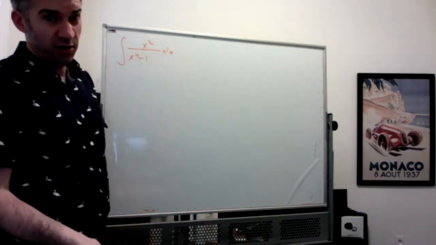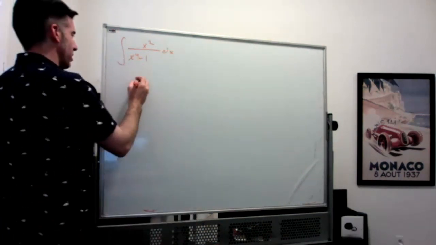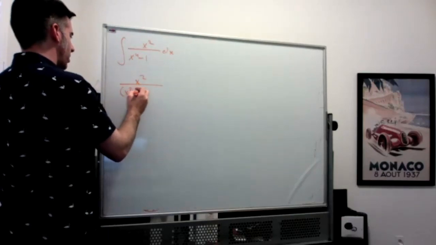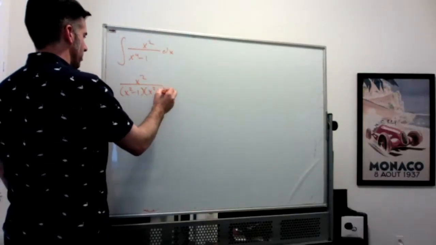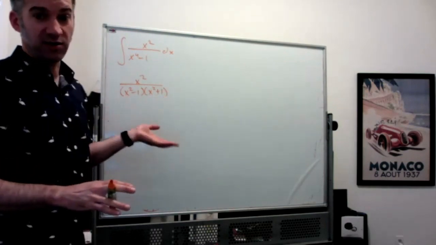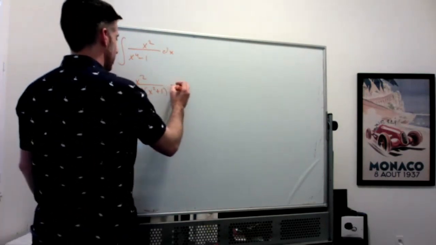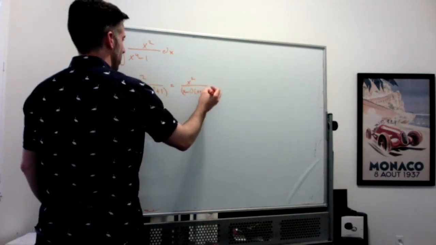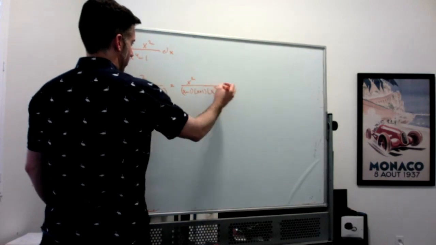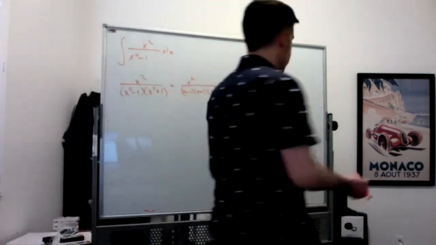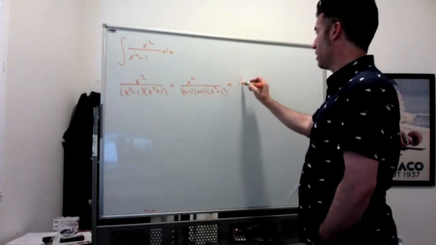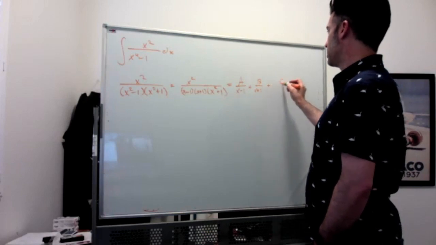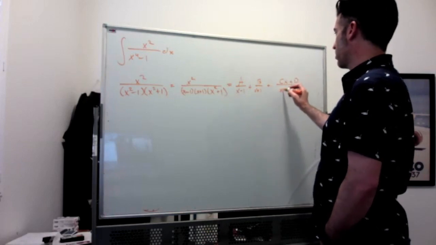Okay, still partial fractions. I can factor that denominator. Now the thing is, you want to factor this fully. So you could start by factoring as x squared minus 1 times x squared plus 1. And then x squared minus 1 factors as x minus 1 times x plus 1. So this is x squared over (x minus 1) times (x plus 1) times the irreducible quadratic factor x squared plus 1. And that's going to equal a over x minus 1 plus b over x plus 1 plus cx plus d over x squared plus 1.